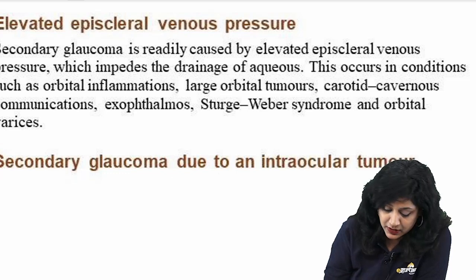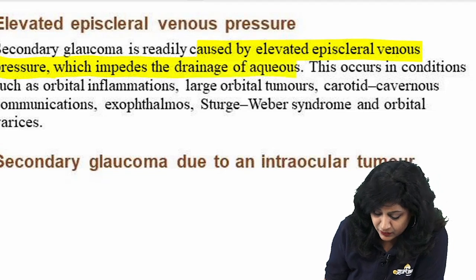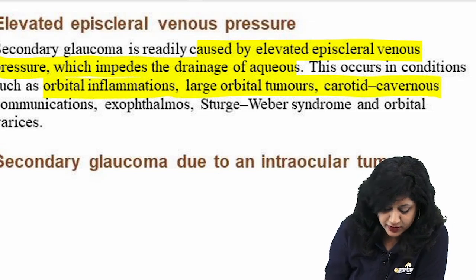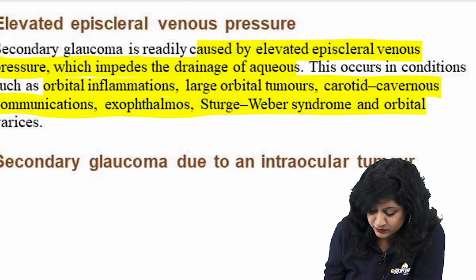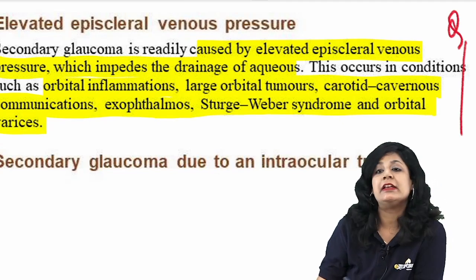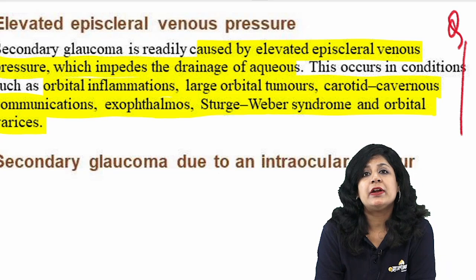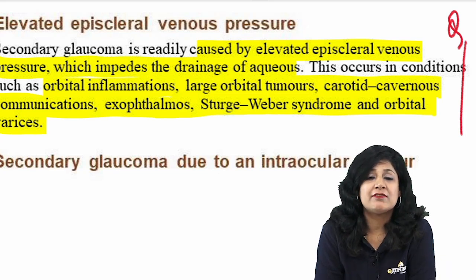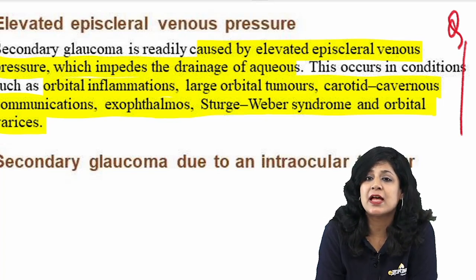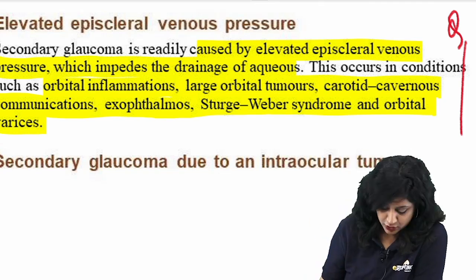Then we have elevated episcleral venous pressure, because that again contributes to the rise of intraocular pressure. It impedes the drainage of aqueous. This can occur in orbital inflammations, tumors, carotico-cavernous fistulas, exophthalmos, Sturge-Weber syndrome and orbital varices. I think this will help you a lot when dealing with cases in the orbit, such as carotico-cavernous fistula, cavernous sinus thrombosis and Sturge-Weber syndrome. All of these show an increase in episcleral venous pressure, leading to back pressure changes and ultimately an increase in intraocular pressure.